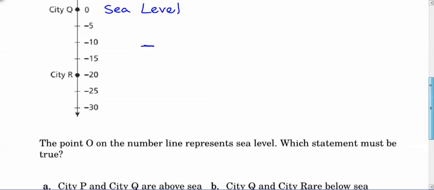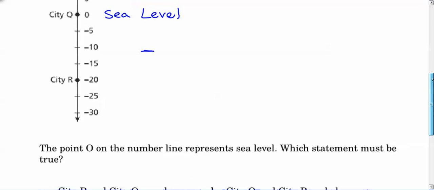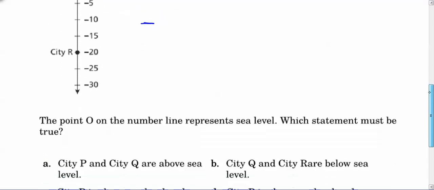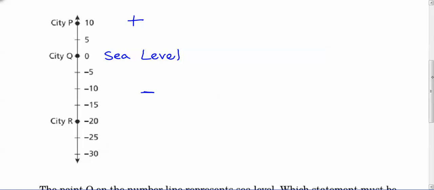City P and Q are above sea level. Well, City P is, but City Q is at sea level, so we don't want that one. It has to say at sea level. City Q and City R are below sea level. So let's look at that again. City Q and City R. No. City Q, as you can see, is at sea level.